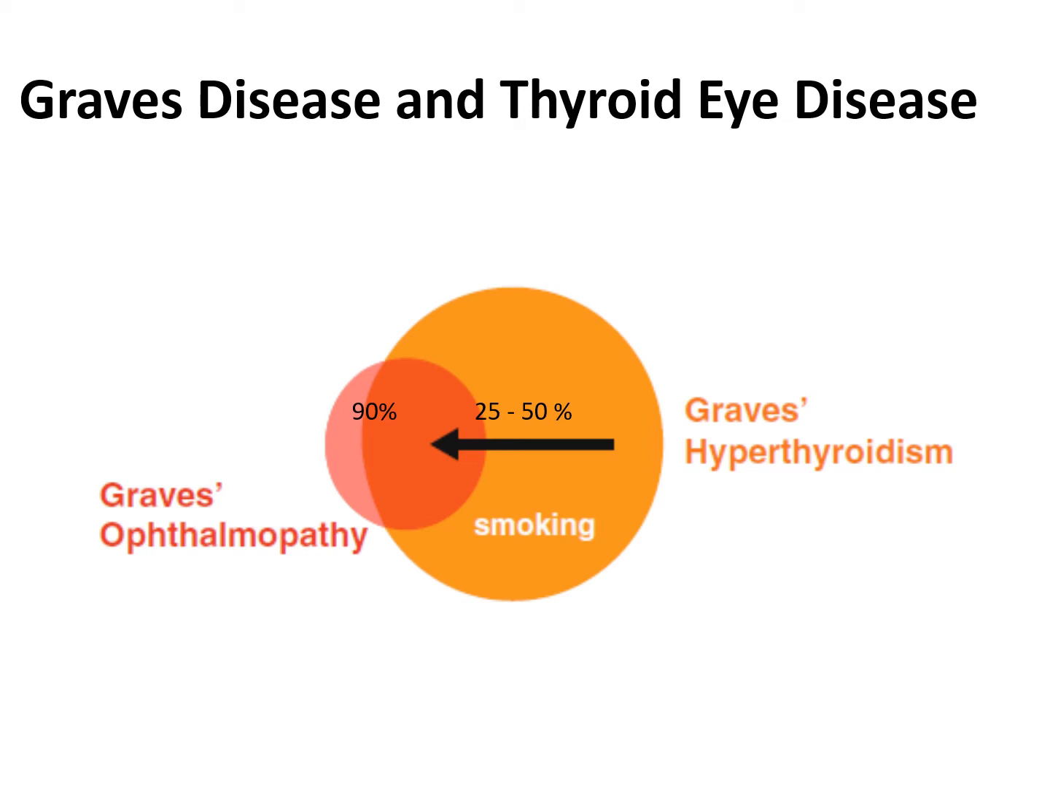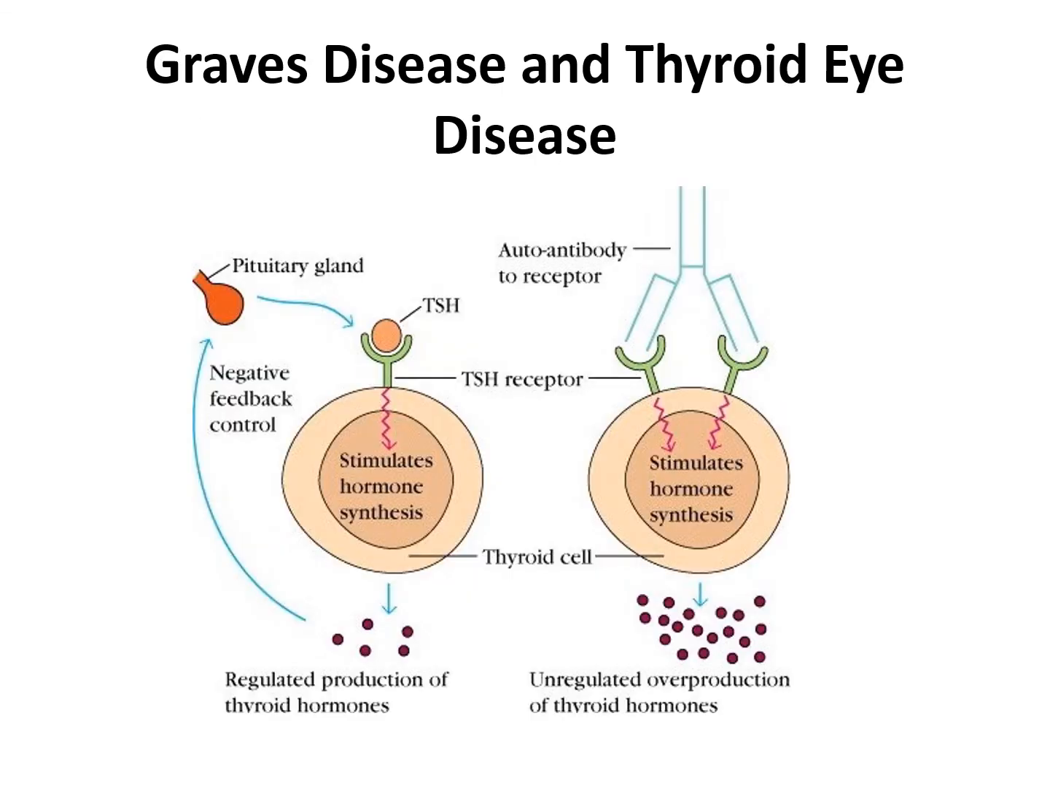On the other hand, when patients with Graves' disease were studied, it was found that about 25 to 50% will have eye manifestations similar to the thyroid eye disease. This percentage increased if the patient was smoking. The diagram on the left side shows the regulated production of thyroid hormone. The pituitary gland secretes thyroid-stimulating hormone that has special receptor at the thyroid gland cells.